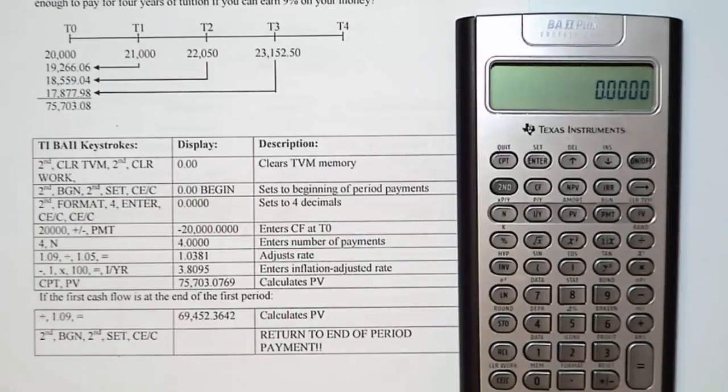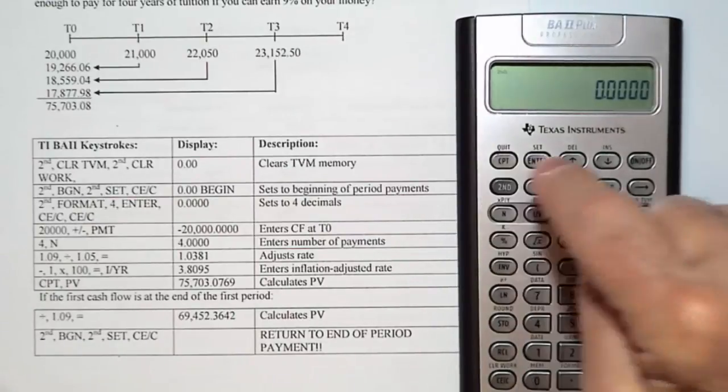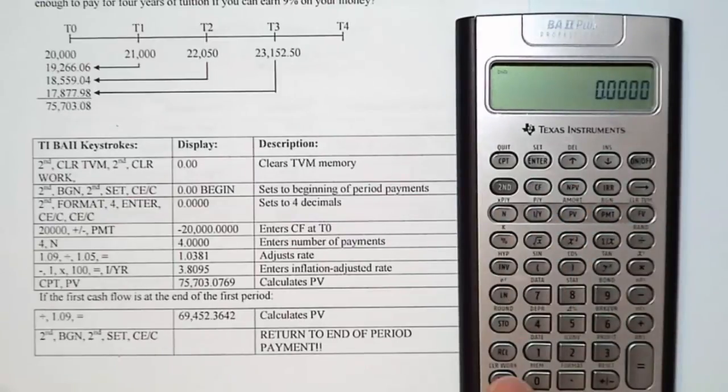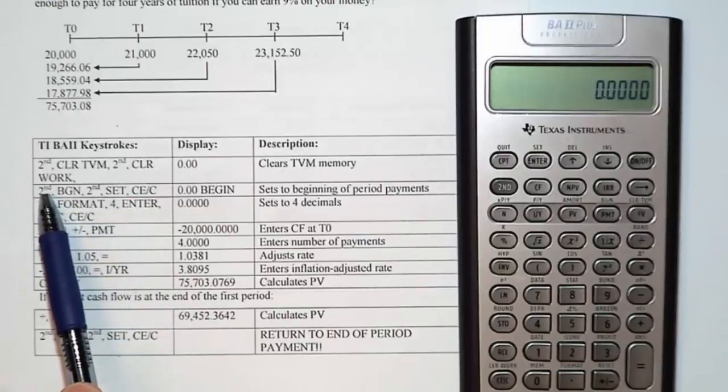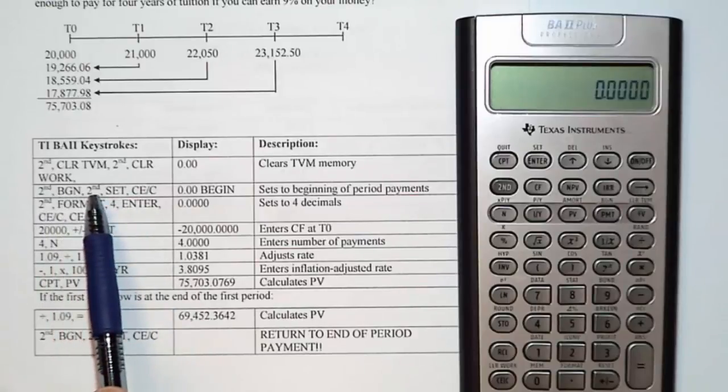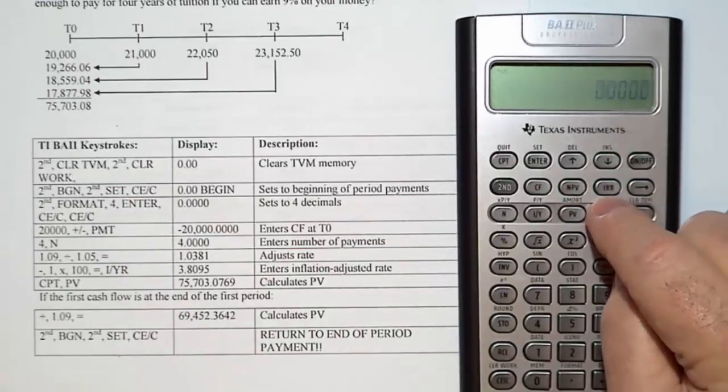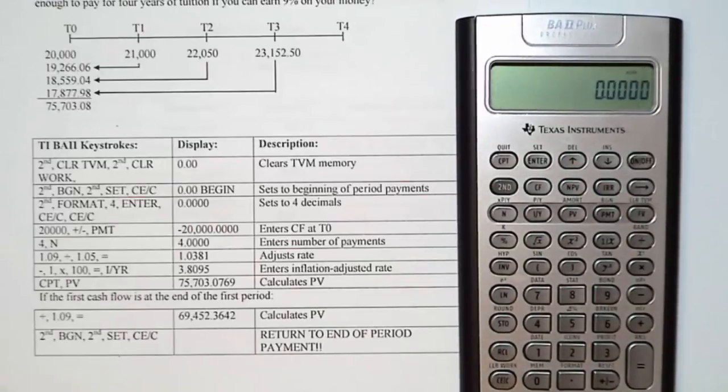So first, let's clear our TVM. So second, clear TVM, second, clear work. And I'm at 4 decimal places because the calculator goes to 4 decimal places, so it goes to many more, of course. And you can take the steps to go through to change the number of decimals. But it's important that you take this step up here. Second, begin, second, set, clear entry. And now we show BGN up at the top, and we have to for this type of problem.